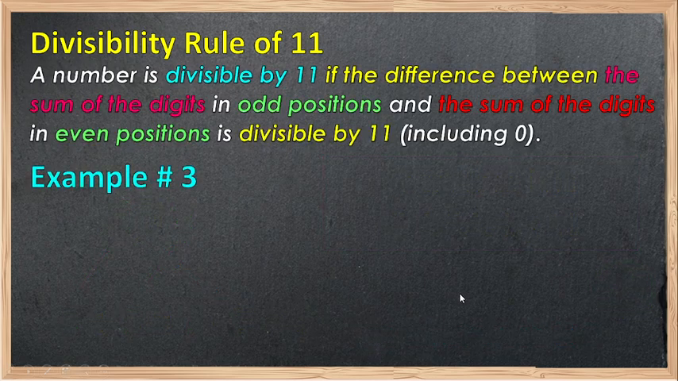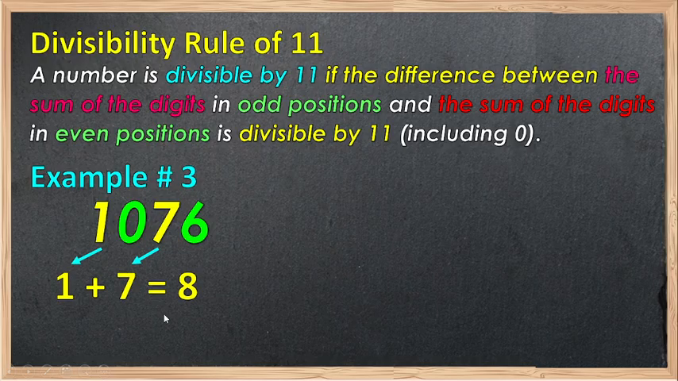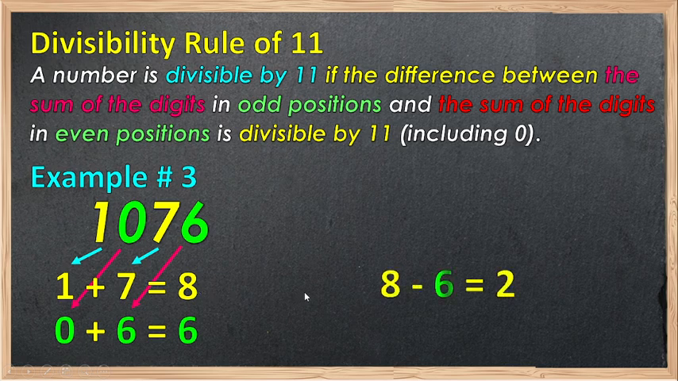Example number 3: 1076. As you can see, the odd positions are 1 and 7. The even positions are 0 and 6. Let's focus first on the odd positions. 1 plus 7, the answer is 8. Then the even positions are 0 and 6: 0 plus 6, the answer is 6. Then get the difference of the odd positions and the even positions. 8 minus 6, the answer is 2.